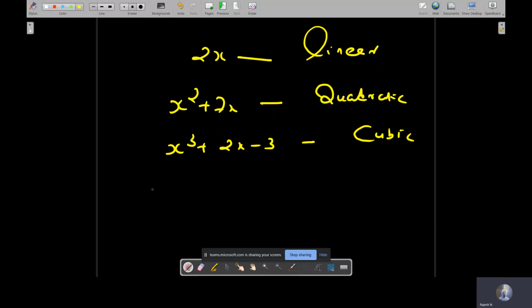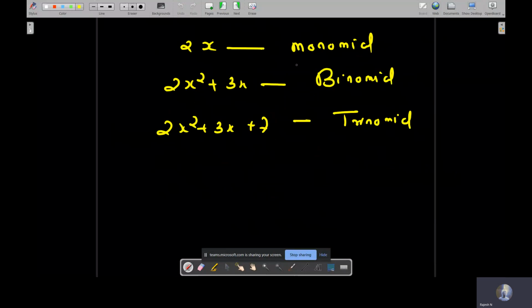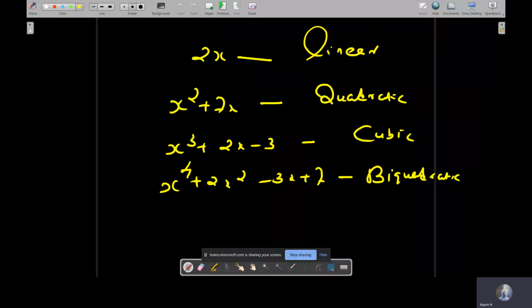And last, it is not in your syllabus, but you can study x raised to 4 plus 2x squared minus 3x plus 7. Here the power is 4. That is called a biquadratic polynomial. So, based on the number of terms: monomial, binomial, trinomial, and based on power: linear, quadratic, cubic. Degree 1 means linear, degree 2 means quadratic, degree 3 means cubic, degree 4 means biquadratic.